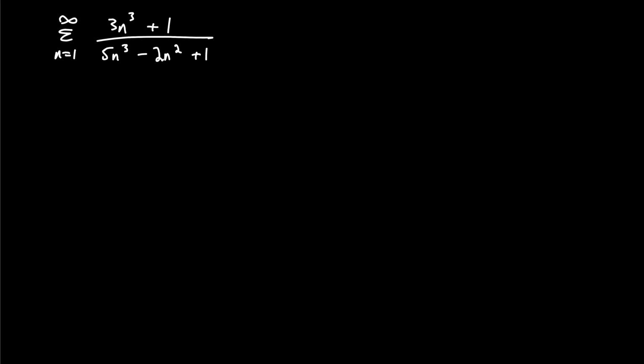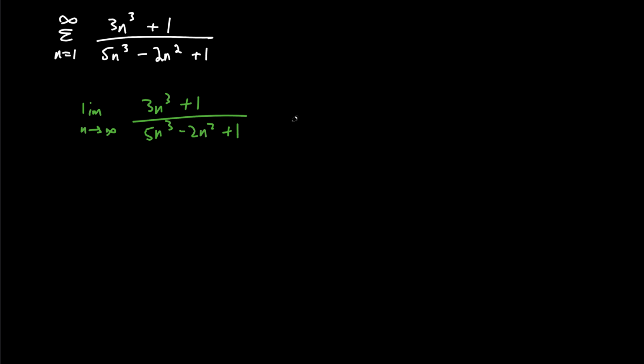In this problem, we're being asked to determine the convergence or divergence of the given series according to the divergence test, or the nth term test. Now, what we would want to do here is take the limit as n goes to infinity of our general term, 3n cubed plus 1 all over 5n cubed minus 2n squared plus 1.